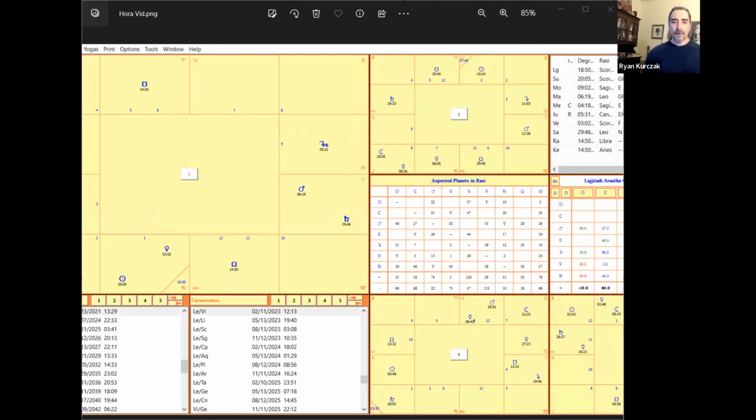Essentially, all we do is we look to see where the planet is in the sign. And so if the planet is in the first 15 degrees of the sign, then that planet stays in that sign. If the planet is in the second half of the sign, the second 15 degrees, the planet goes in the sign directly opposite. So we'll just illustrate here.